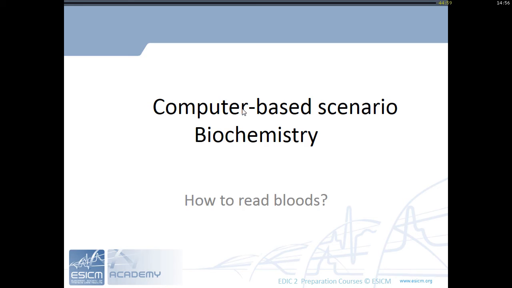It's, I would say, moderate difficulty. What we see in real life is that candidates usually struggle most with computer-based scenario number 3, which is biochemistry, because you will be more tired as the day progresses. That's why we've deliberately changed the order, and CBA1 radiology will be at the end of this course, okay?